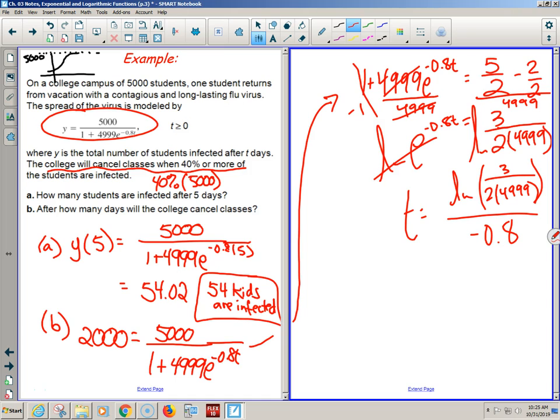I found it, but I don't understand. Oh. I got 10.14. Anybody back from that? Kobe's checking. And you made sure that this was all in the division, right? Yeah. And the log was closed. Well, there were only 54 kids infected after 5 days. We needed 2,000.